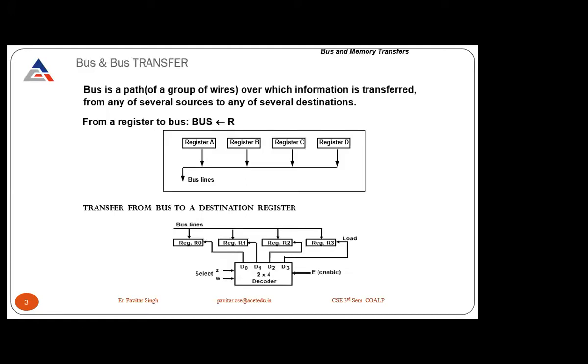So first of all, what is a bus? Why do we use the concept of a bus? A bus is a path, or you can say a group of wires, over which information is transferred from any of the several sources to any of the several destinations. In simple words, a bus is used to transfer data between multiple registers.